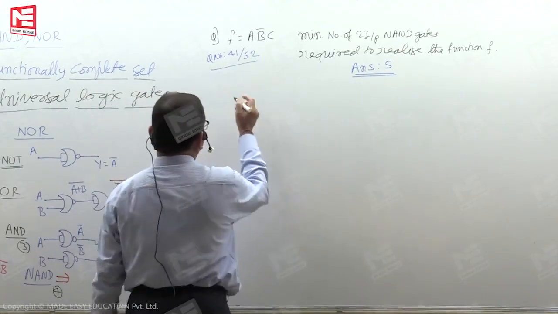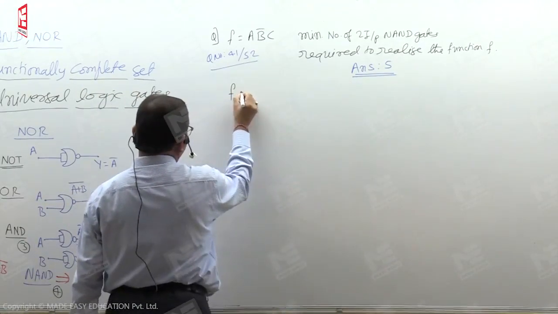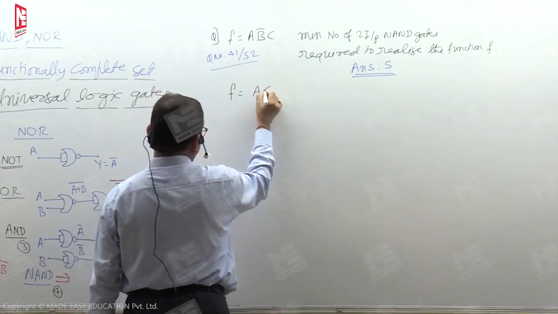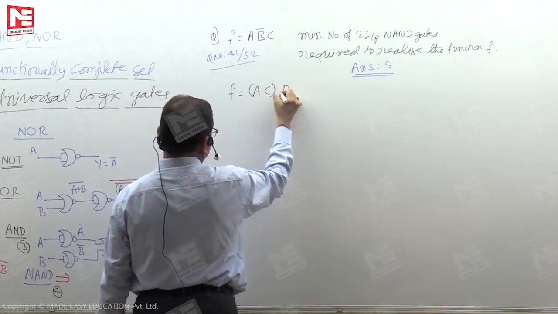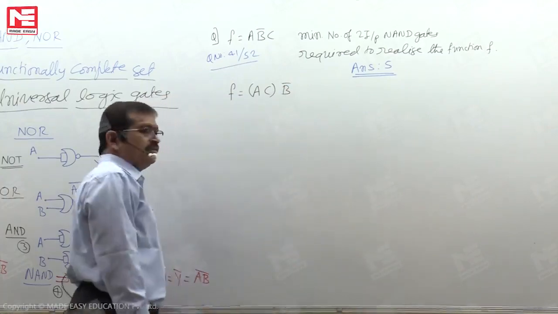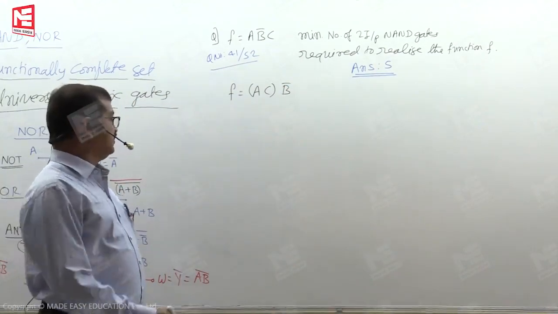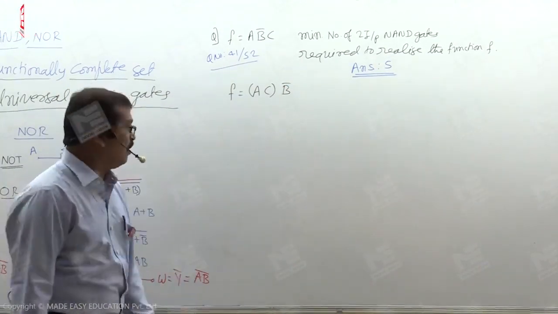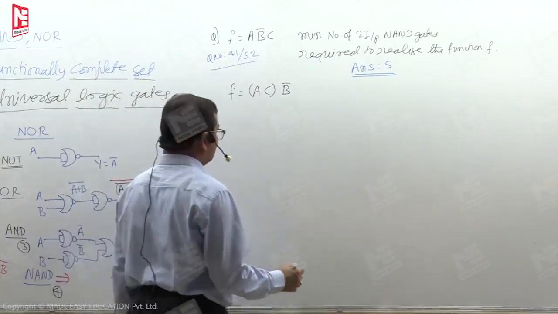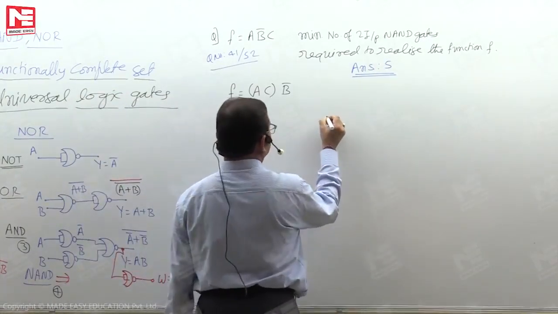So if you see here, just for our convenience, let us group AC, because A and C do not have complements. So let us rewrite it as AC and with B complement. Let us start the work like this.